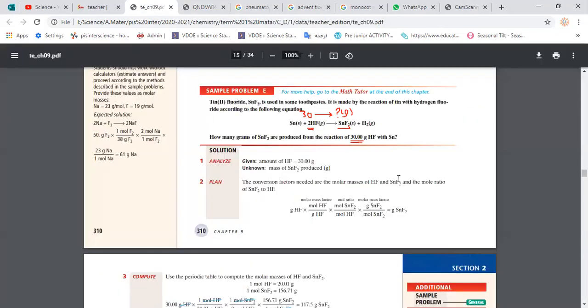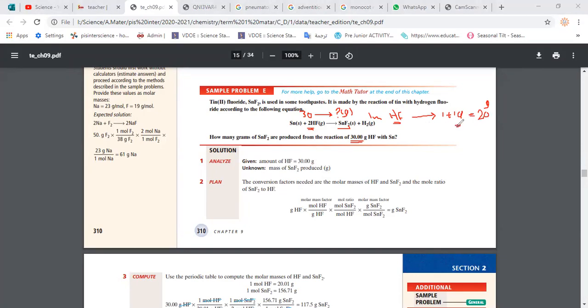So back here we can say 1 mole of hydrogen fluoride equals how many grams? Hydrogen is 1, fluorine is 19, so it's approximately 20 grams. Yes or no? We agree about this, guys? Yes, miss. So 1 mole of hydrogen fluoride represents 20 grams.